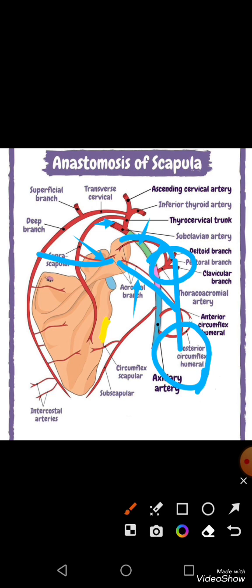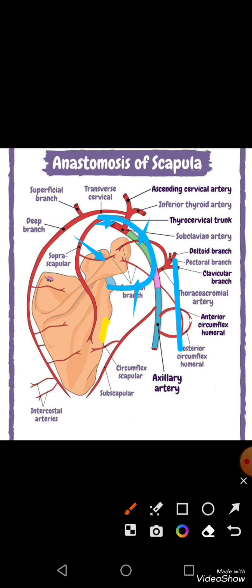So these three acromial branches around the acromion process of the scapula take part in and form another anastomosis. So there are a few places you should learn for that. Thank you.